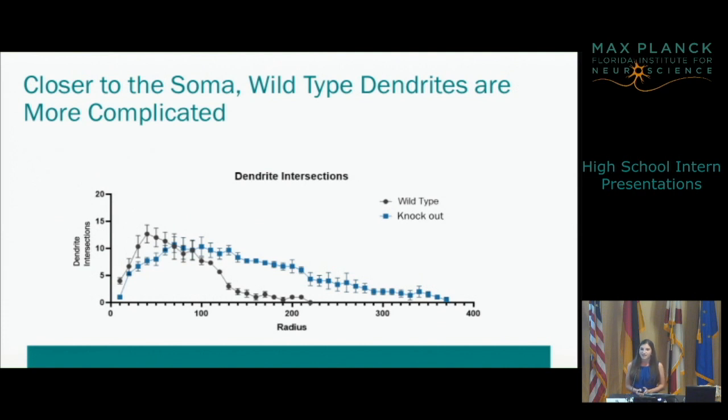The next analysis I did is on dendrite intersections, and I found that closer to the soma, the cell body, the wild type dendrites had more intersections. By intersections, I mean how many times the dendrites cross those rings you saw. As you can see, the wild type, once again represented in black, has more intersections in this area closer to the soma than the PTEN knockout, represented in blue. Intersections is a measure of complexity. So this graph suggests that the wild type dendrites branch off earlier than the PTEN dendrites.